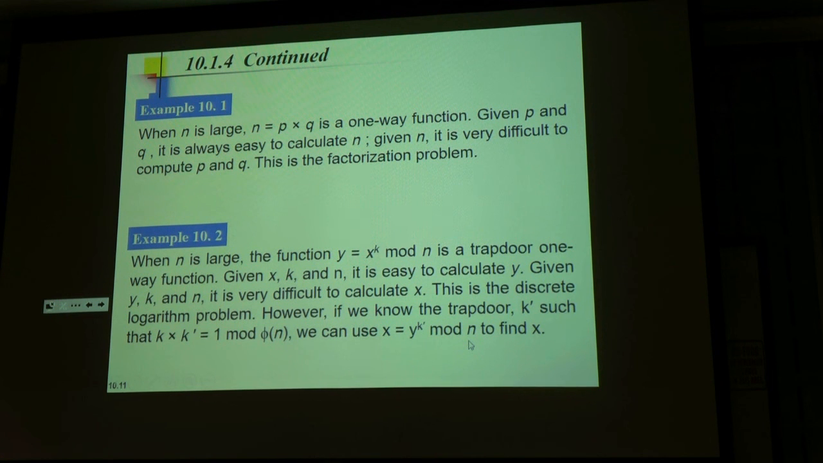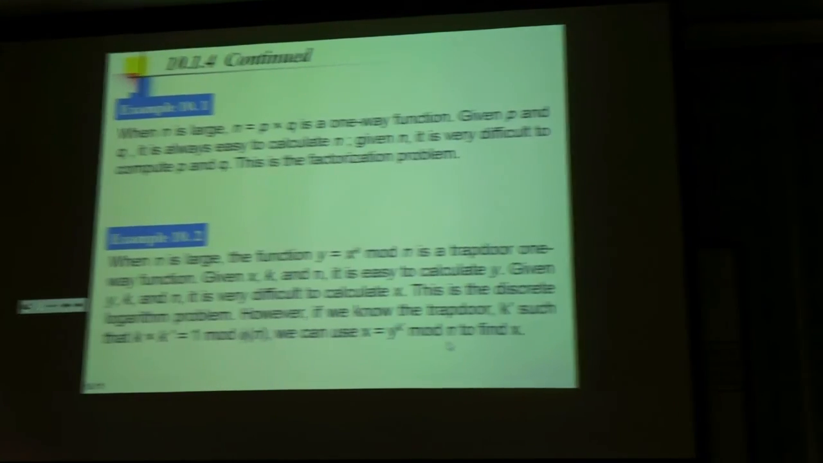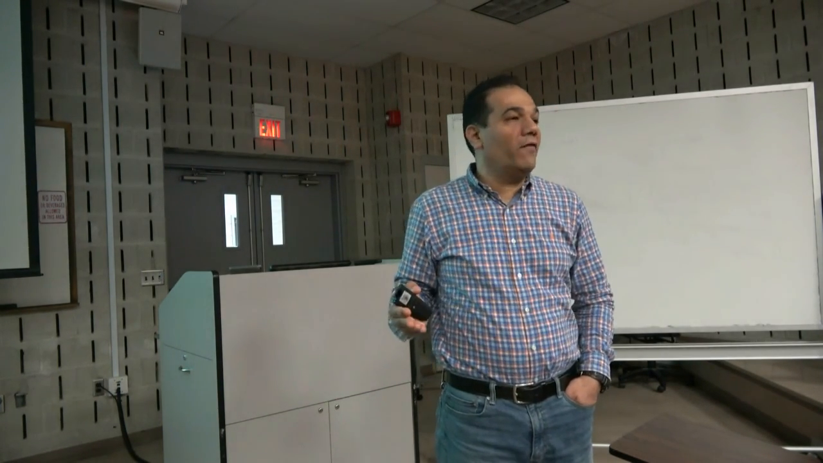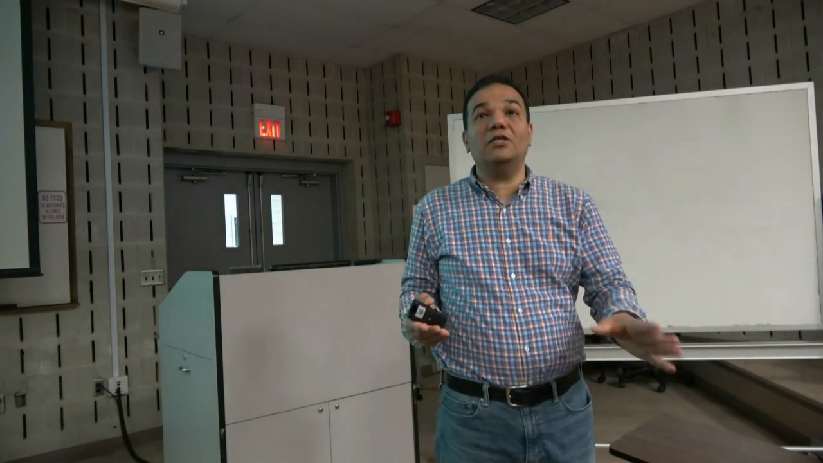Phi n we explained in the last lecture, okay? If we know the trapdoor, we can use x equal to y to the power k prime mod n to find x. So the trapdoor here is k prime. If you don't know k prime, it's a one-way function. If you know k prime, it becomes a trapdoor one-way function. The trapdoor is what makes the computation easy.